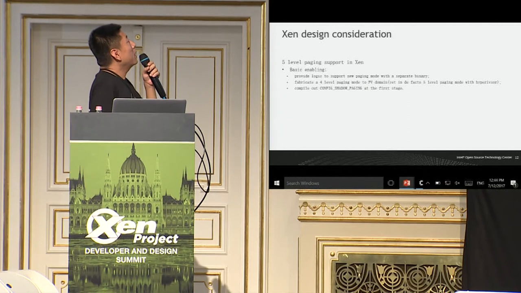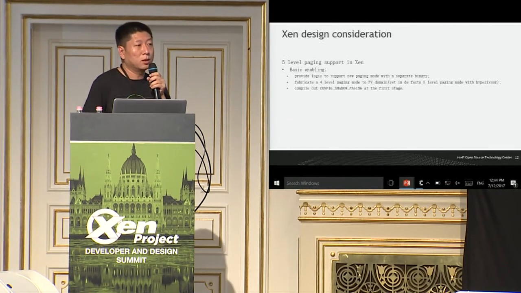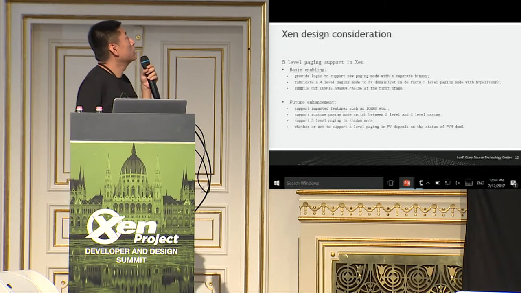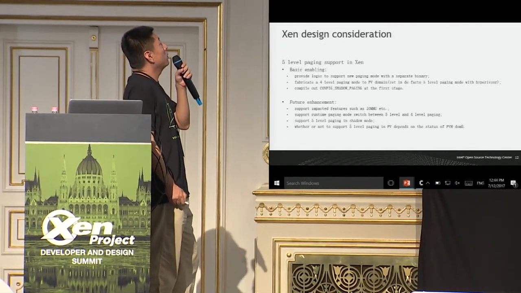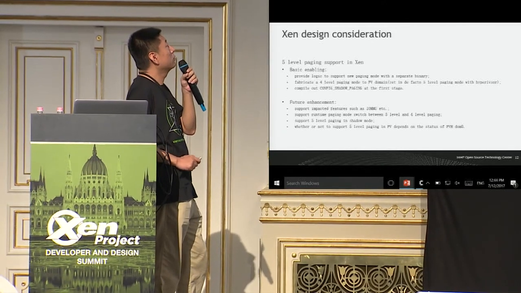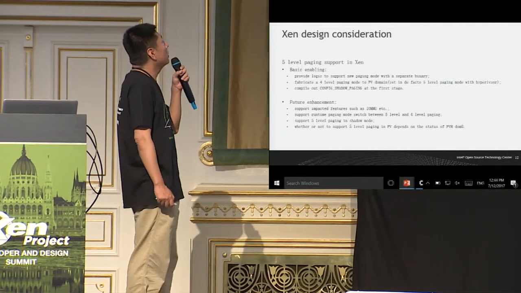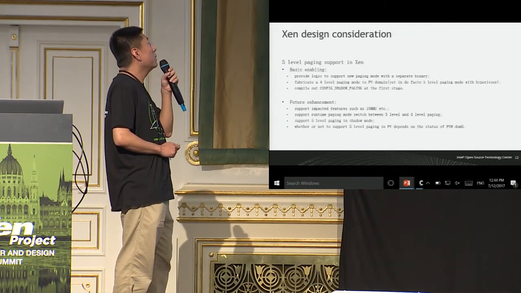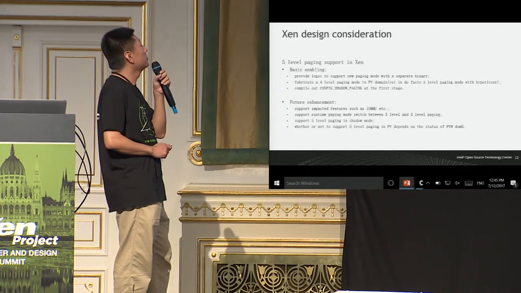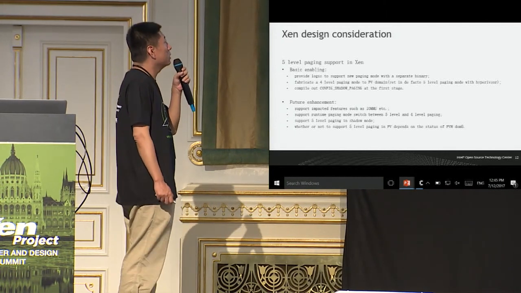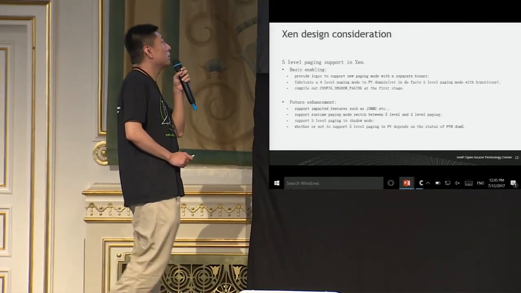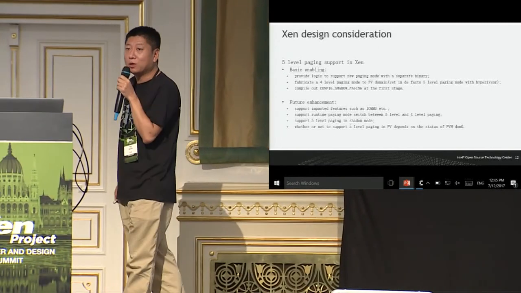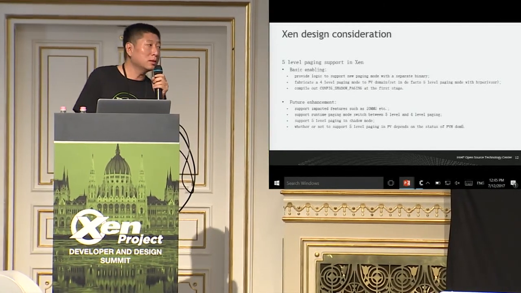So also we can leave out the shadow paging at the first stage, and we can provide support for 5-level shadow if necessary. And for future enhancement, we can support some other impacted features, for example, LMMU, and we need to support the runtime paging mode switch. And we may need to provide support for 5-level paging in shadow. And whether or not to support 5-level paging in PV, I think it depends on the status of PVH domain 0. We will have a discussion session this afternoon, and you're welcome to share your insights. And that's all. Okay, thank you.